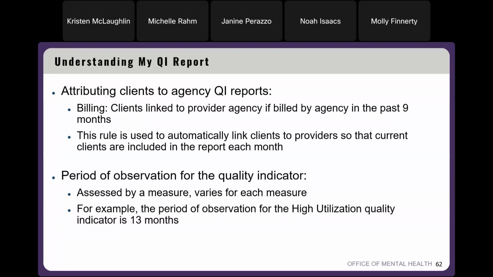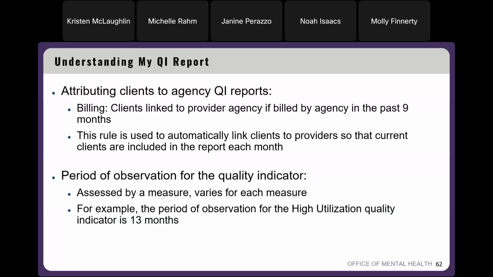So before we look at some of the MyQI reports, I just want to make sure that we all understand what the MyQI report itself is. So one of the things we want to make sure that folks are always understanding is how clients are going to be attributed to your hospital in the MyQI report. So clients are going to be attributed to your QI report through billing. So clients who are linked to your hospital, if they've been billed anywhere in the hospital, whether it be the clinic, inpatient, et cetera, if they've been billed in your agency in the past 9 months. So that rule is used to automatically link clients to providers. So current clients are included on the report each month.